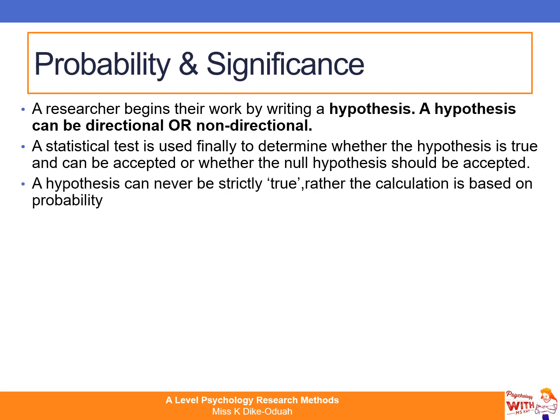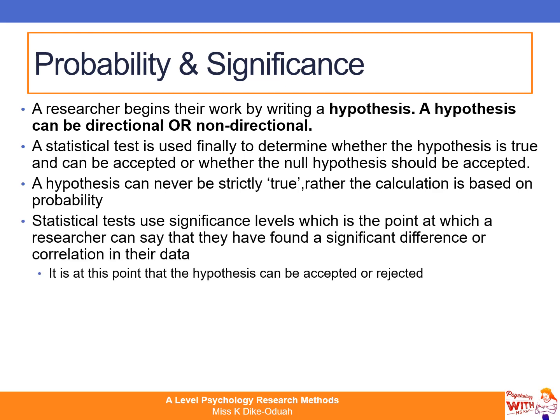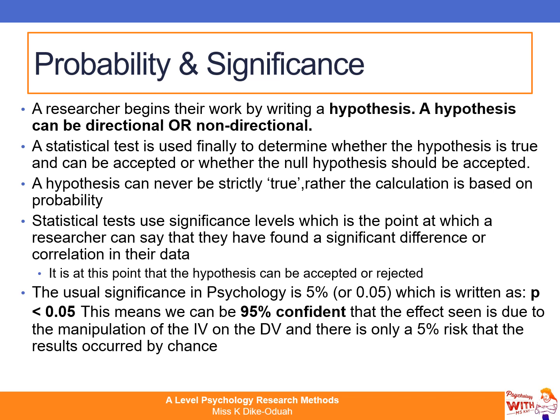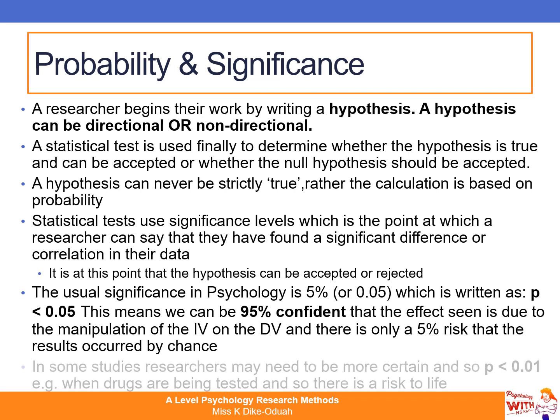A hypothesis can never be strictly true. Rather, the calculation is based on probability. And this is why in psychology we have a significance level of 5%. And that 5% gives us a little bit of room for doubt, a little bit of room to say, well, it might be that our results from this experiment or from this correlation are due to chance. But it does mean that we can be 95% confident that any effect that we observe in our experiment or in our correlation is due to our own manipulation of the variables.